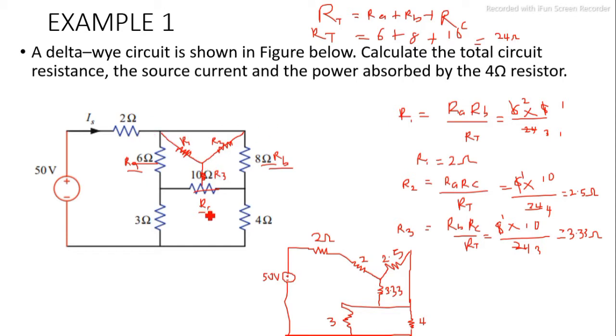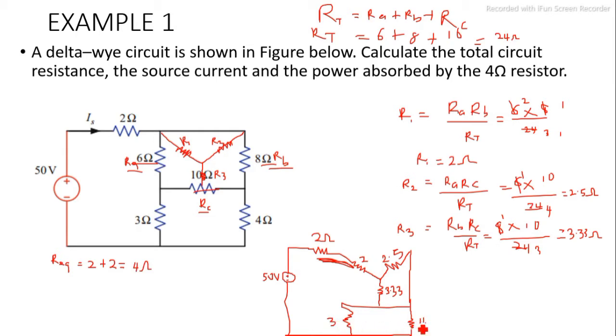Now let's calculate the equivalent resistance of this. Automatically we can see this and this are in series, the same current flows through them. So the R equivalent of these two will be what? 2 plus 2, since they are in series. That's 2 plus 2, which is what? 4 ohms.